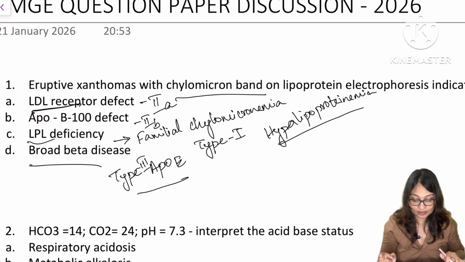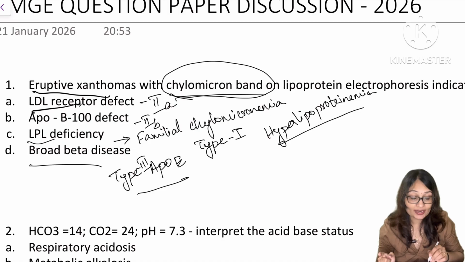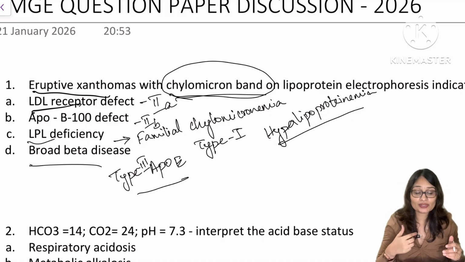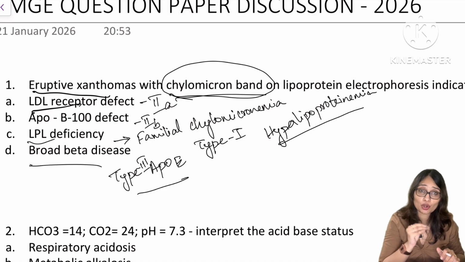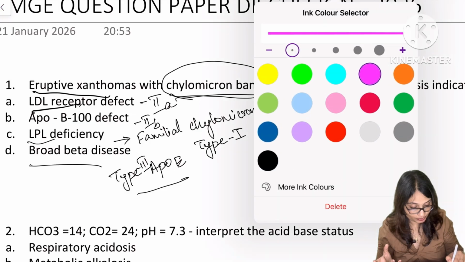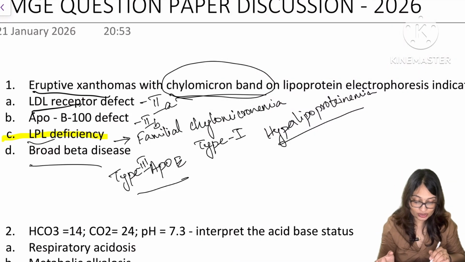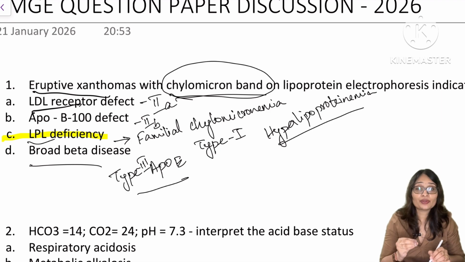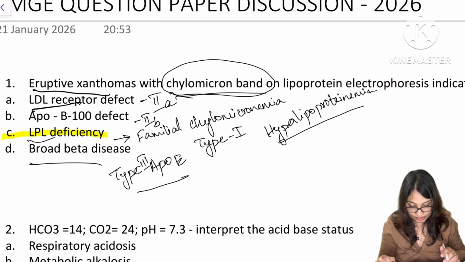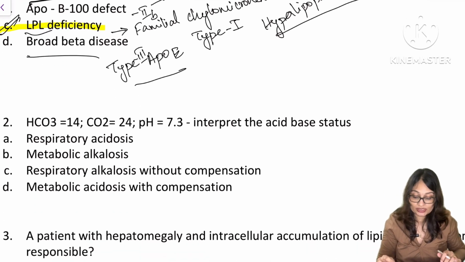Here, since they've given eruptive xanthomas with chylomicron band, they've given you in the question itself something called chylomicron band on lipoprotein electrophoresis. So the answer would be lipoprotein lipase deficiency, which is a case of familial chylomicronemia. So this is the answer here. Now let's move on to the second question.